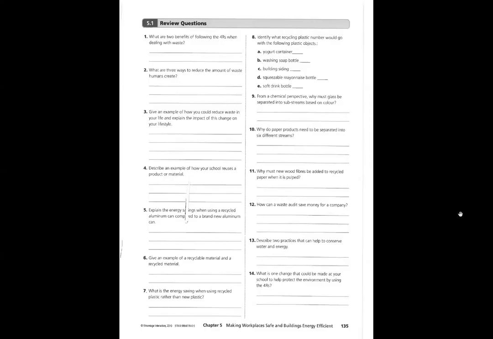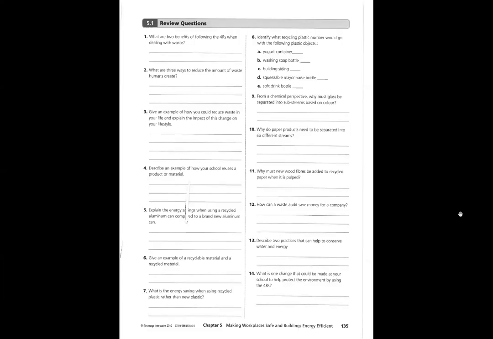Okay, we're on question number 7. What is the energy saving when using recycled plastic rather than new plastic? Question 5 was aluminum. Question 7 is plastic. And those were all listed. We went through each of those and talked about what the energy saving is. So you can look that up.